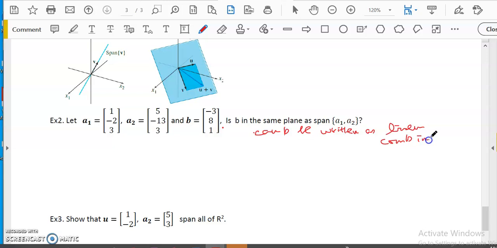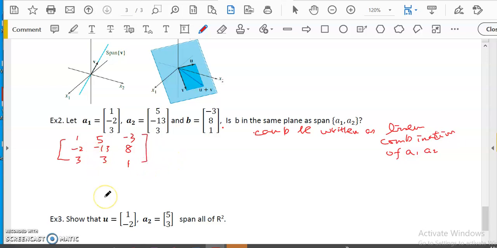So whenever people ask, is this vector in the span of a vector? That means it is a linear combination of A1 and A2. And by the relationship with the augmented matrix, I just need to know 1, -2, 3, 5, -13, 3. I skip the system of equations, and I just need to know if there is a solution here, right?